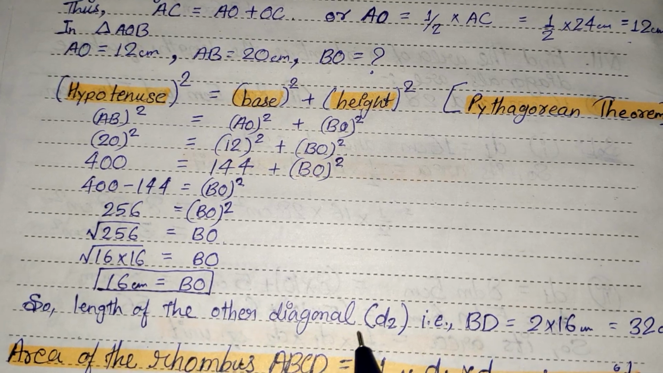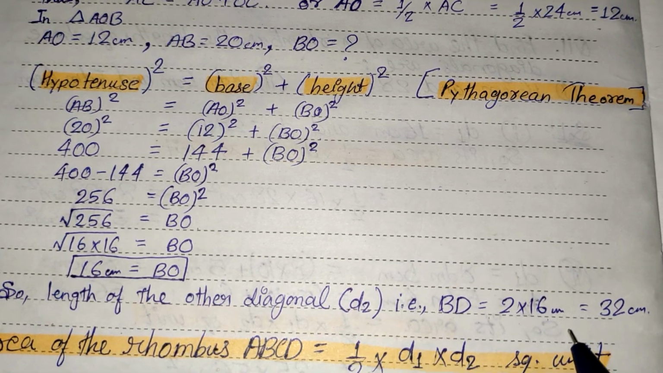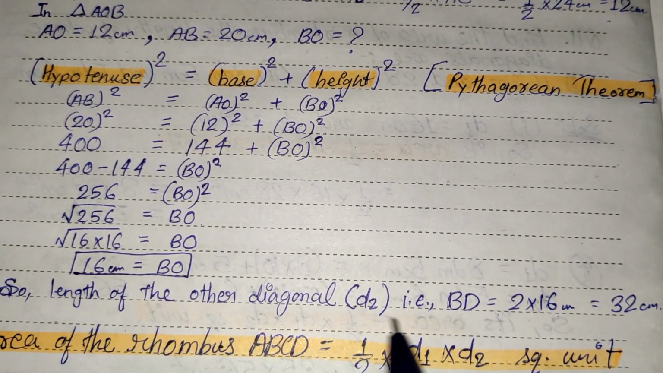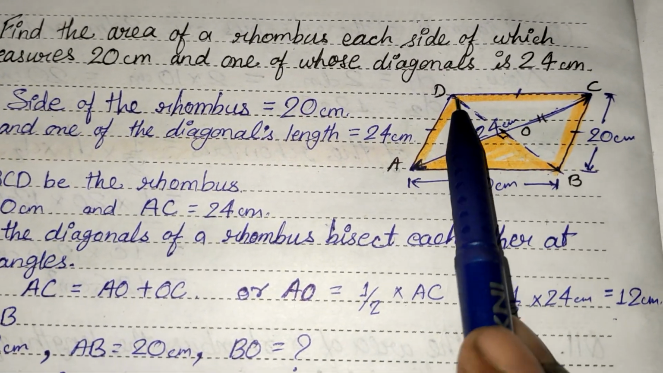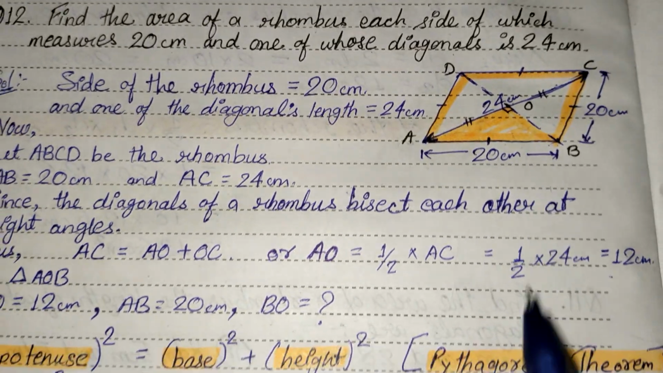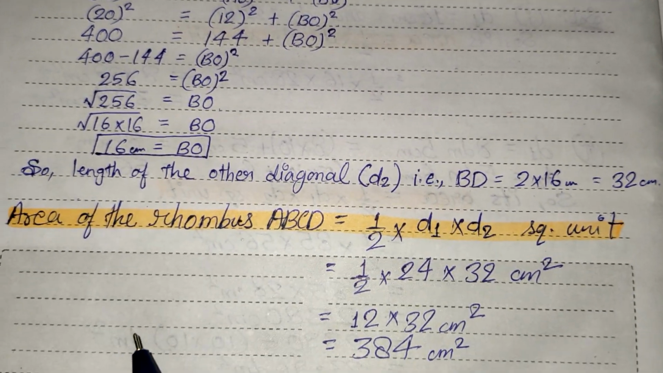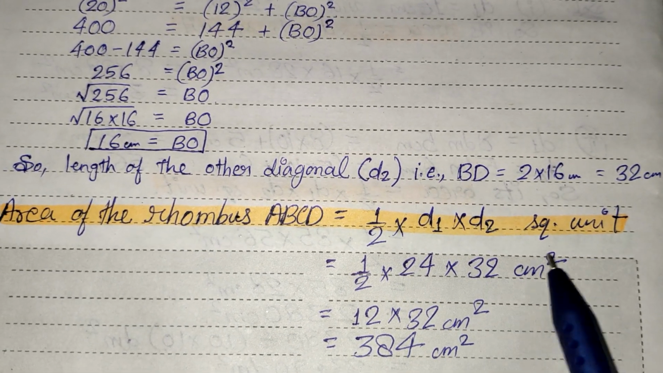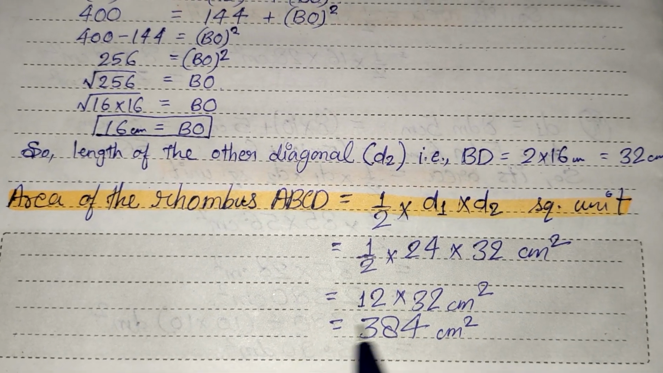So length of the other diagonal D2, that is BD, is equal to 2 into 16. Why 2 into 16? Because BO is half of BD. So we have to find the whole diagonal, or say total length of BD. We have to multiply it by 2. So here 2 into 16, that is 32 centimeter. Now we have to find the area of rhombus. So area of rhombus goes like 1 by 2 into d1 into d2. So put the value in the formula. We have 384 centimeter square as the area.